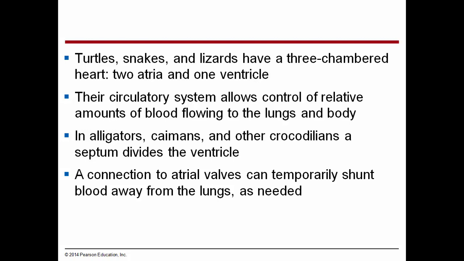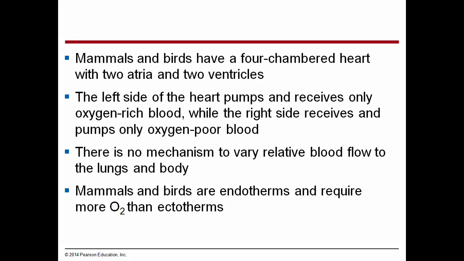Turtles, snakes, and lizards have a 3-chambered heart as well, 2 atria and 1 ventricle. Their circulatory system allows control of relative amounts of blood flowing to the lungs and body. In alligators, caimans, and other crocodilians, a septum divides the ventricle. A connection to atrial valves can temporarily shunt blood away from the lungs as needed.